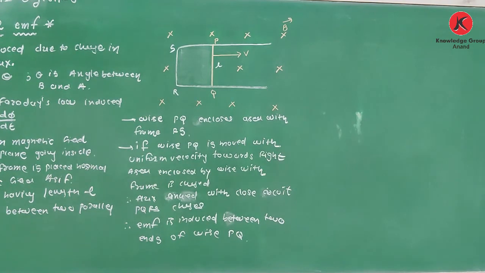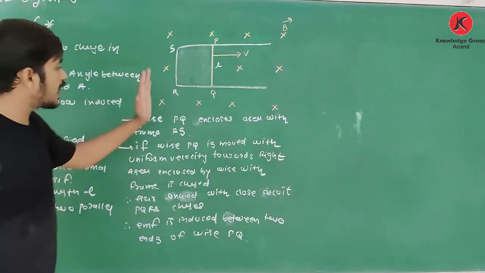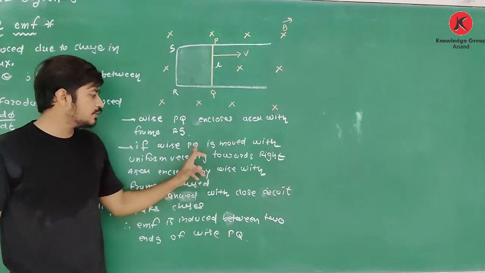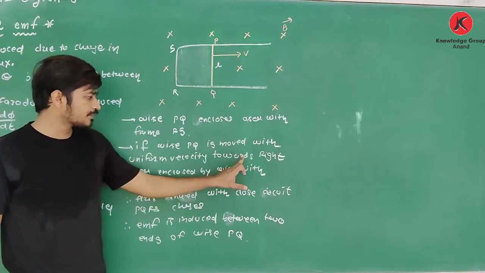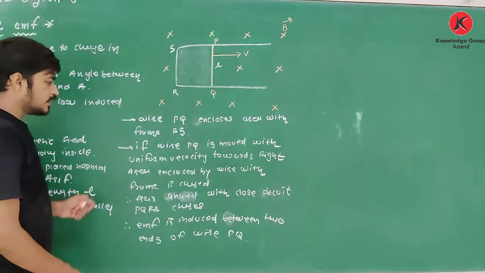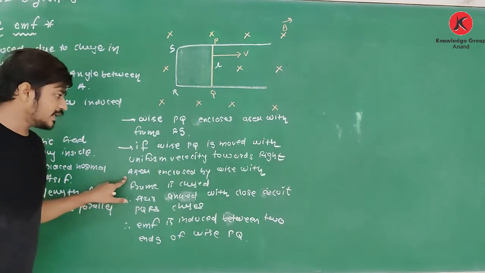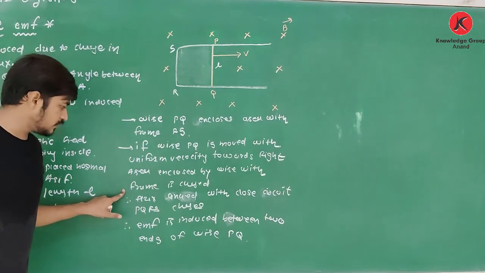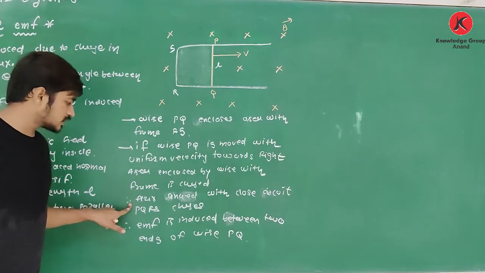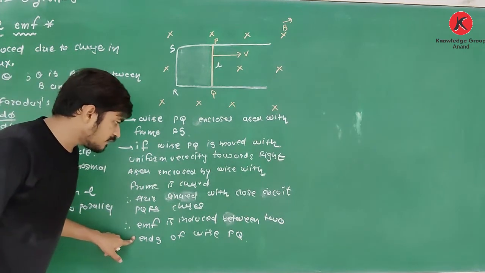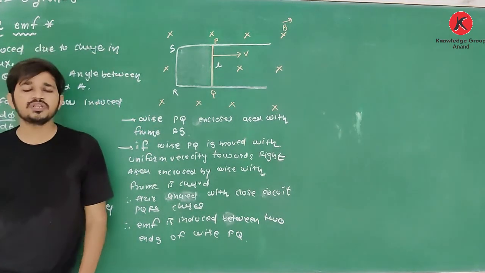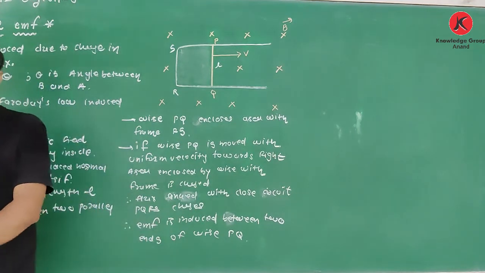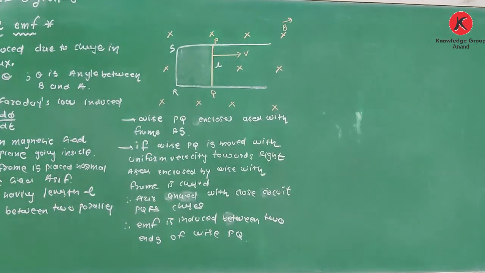So it is the theoretical portion. What happens? Again, this PQ wire can easily slide between these two parallel arms. If wire PQ is moved with uniform velocity towards right, the area enclosed by the wire with the frame continuously changes. So the flux linked with the closed circuit continuously changes, so EMF is induced between the ends of wire PQ. Now how to find this induced EMF?